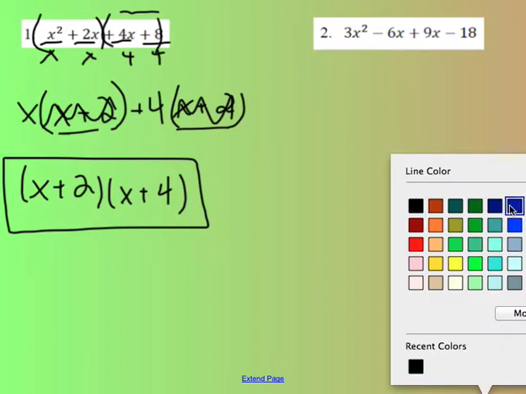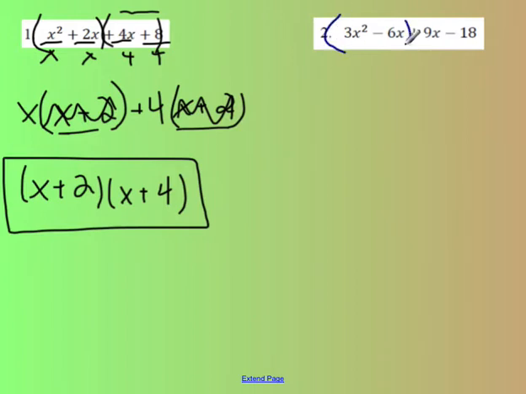Now let's take a look at number 2. We're going to do the same thing and make 2 groups. Between 3 and 6, what can I divide out? I can divide out a 3. Between x squared and x, what can I divide out? I can divide out an x. So I'm dividing each of these by 3x. 3 over 3 cancels out. x squared over x is just x. Negative 6 divided by 3 is negative 2, and that x over x will cancel out.